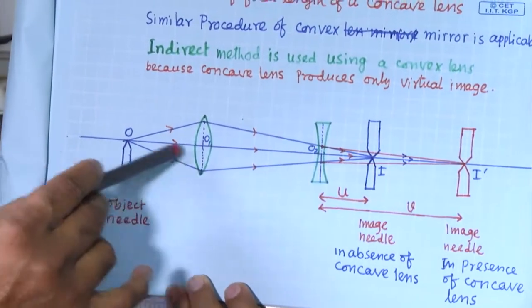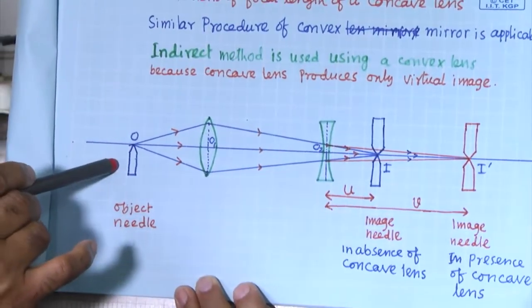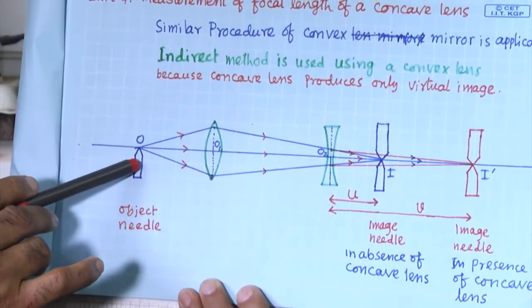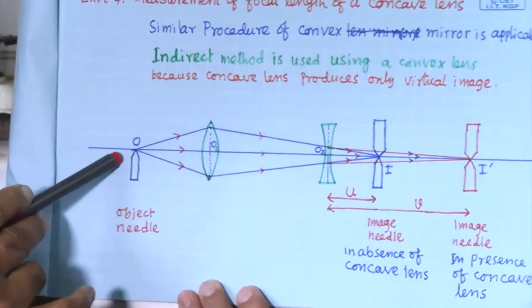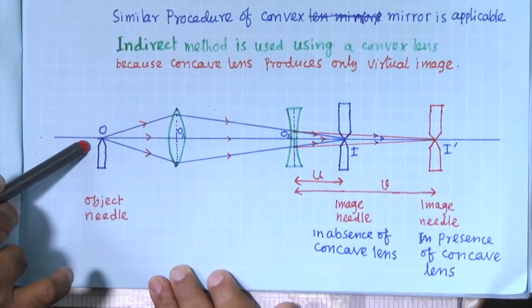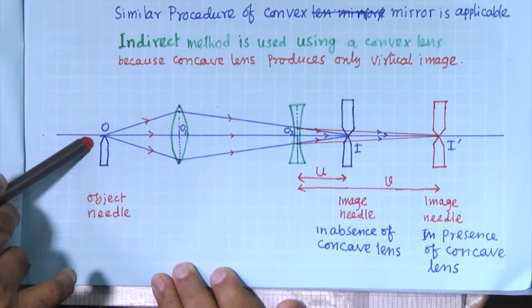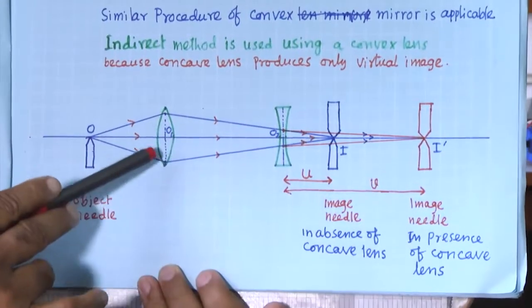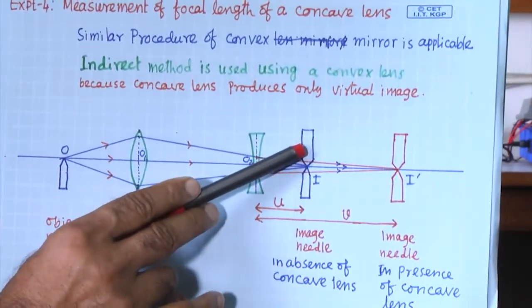And here also we have put the object needle at approximately 1.5 times the focal length distance from the lens. So this is the image for this convex lens. It is a real and inverted image.